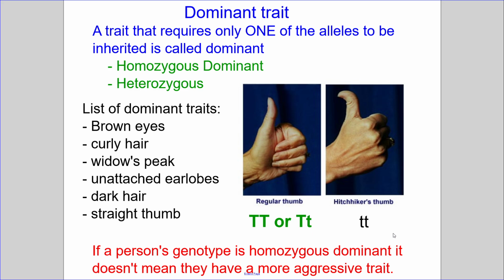If a person's genotype is homozygous dominant, it doesn't mean that they have a more aggressive trait. So it's not like if you have big T, big T, you're going to have a straighter thumb than big T, little t. All you need is just one big T in order for the straight thumb trait to show itself.